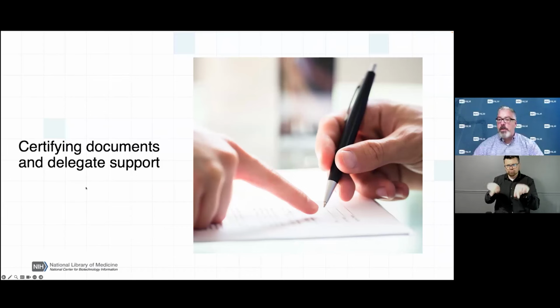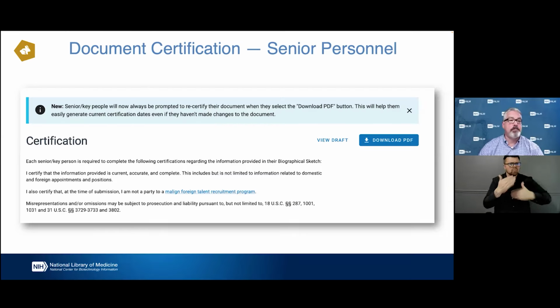Let's look at certifying the documents and how delegates are an important part of this process and making it easier. Here is a screen that's showing the certification part of Science CV when you're in a form and the PI is ready to certify this. There's the language that's there specifying the new conditions that have to be attested to. We put a little banner at the top.